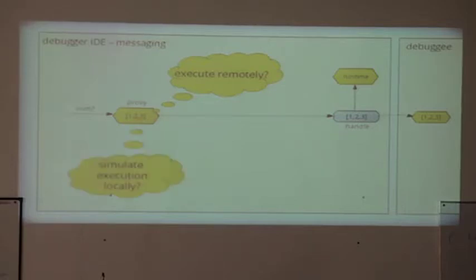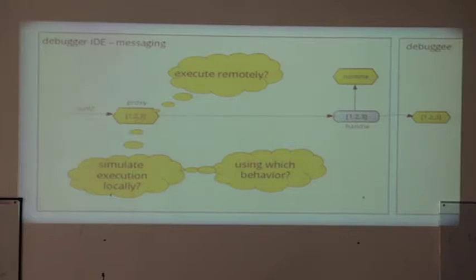But maybe we want to simulate that execution locally, in our local image, right? We could simulate that we are executing the message or the method, the implementation of sum in our local image. But in that case, we could also ask, are we going to simulate it with the call of the remote image or with the call of the local image, because we have some implemented in both images, right? There are many possibilities. And the interesting thing is that we cannot know beforehand which approach we are going to need.